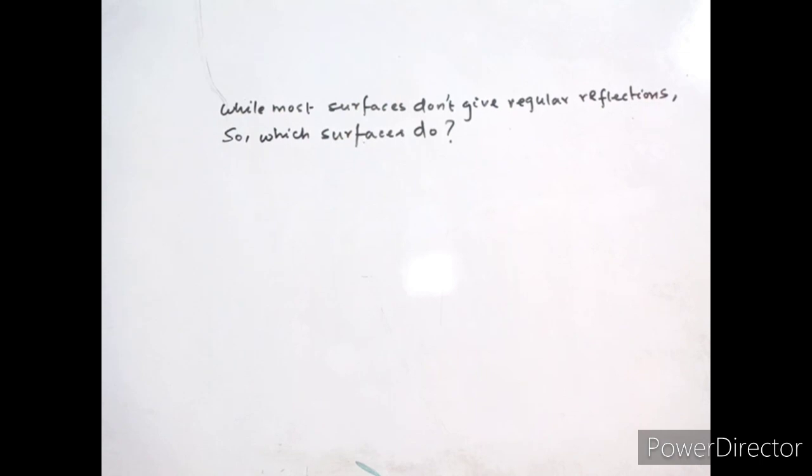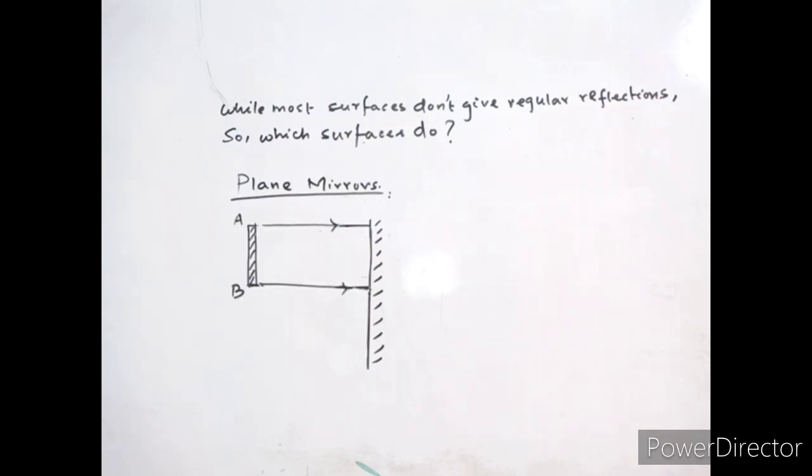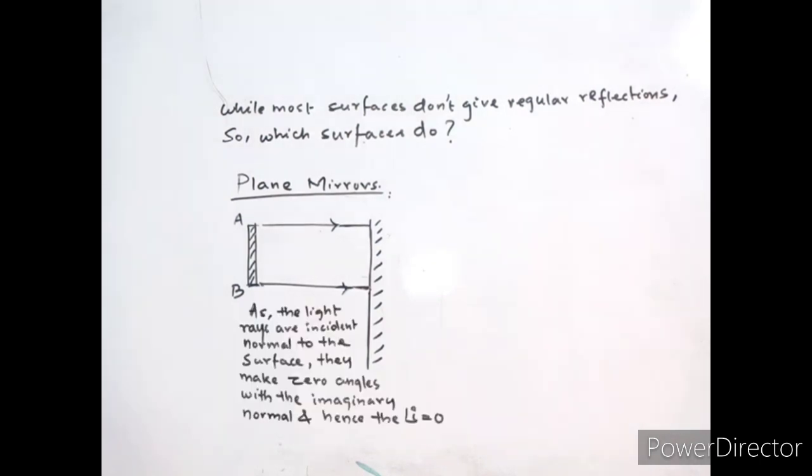Then which are the surfaces that we call proper surfaces which give regular reflections? An example can be a plane mirror. Consider a plane mirror, and it has both sides. One of the sides has been silvered and the other side obviously acts as the reflecting surface. Now, in front of the reflecting surface, I place an object AB, and from that object AB I consider two lines which fall normal to the reflecting surface.